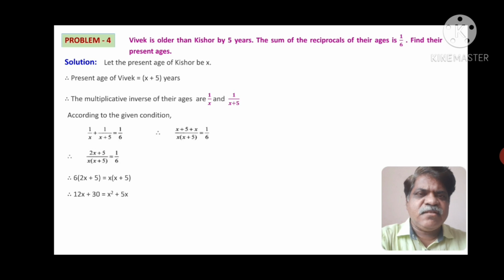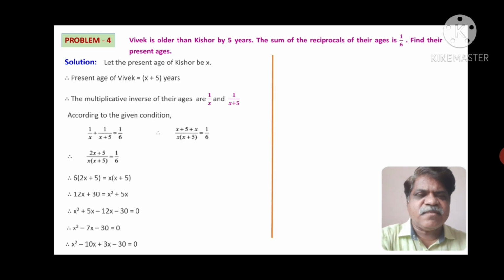Therefore, solving the bracket, 12x plus 30 is equal to x square plus 5x. Therefore, you will get x square plus 5x minus 12x minus 30 is equal to 0. That is, x square minus 7x minus 30 is equal to 0. We have to split the 30 in such a way that the product is 30 and the sum is 7. That will be 10 and 3. These are the two factors of 30.